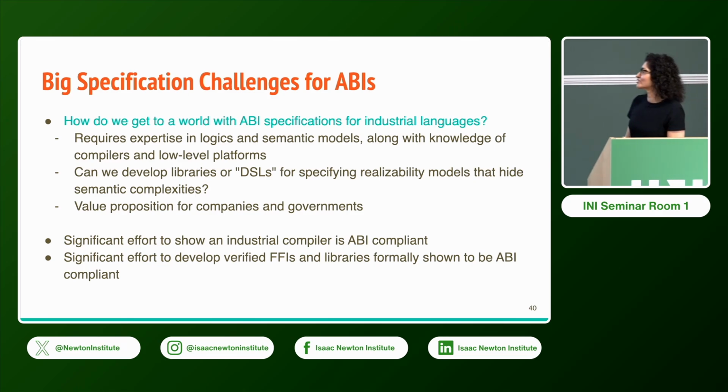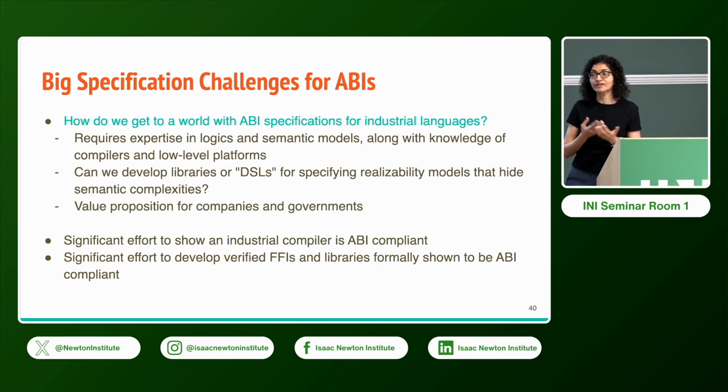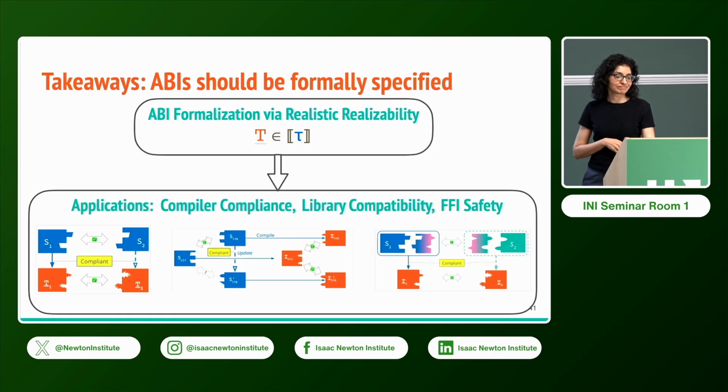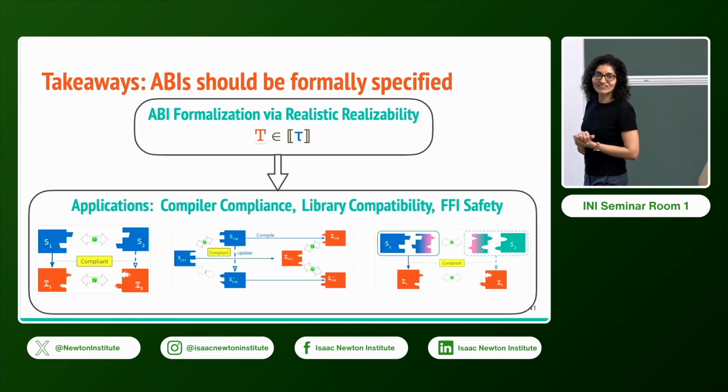And then, overall, I just wanted to say that even after you have an ABI specified, it's a significant effort to show that an industrial compiler is ABI compliant or that your FFIs are. So it's a lot of work. All right, stop there. Thanks. That's all I have.